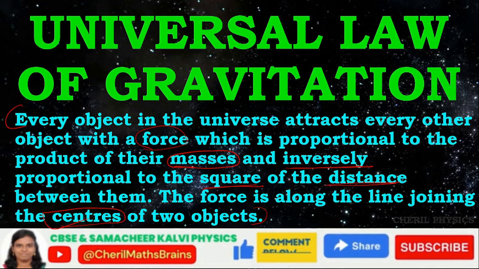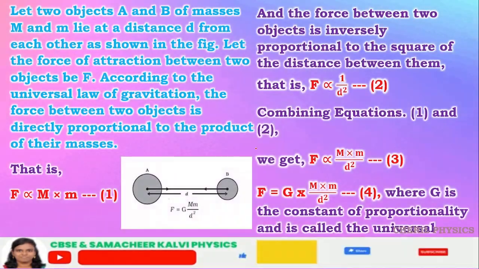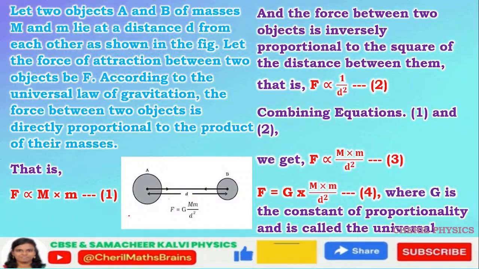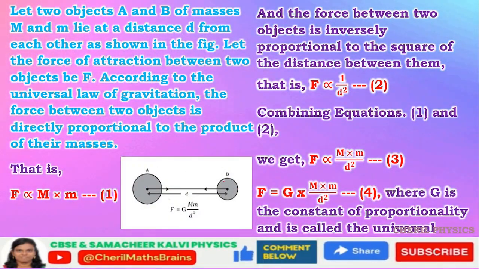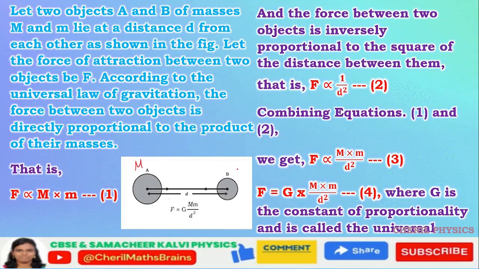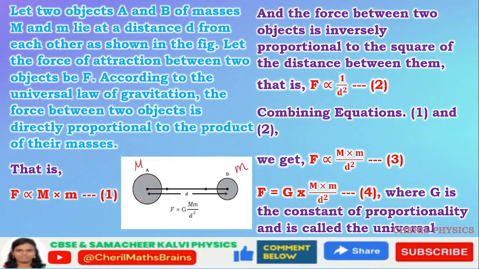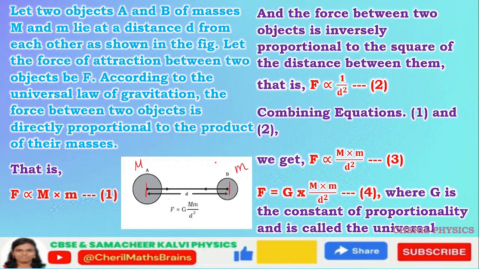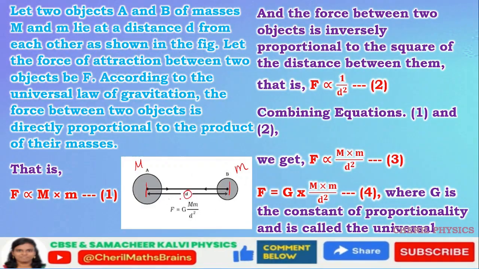That means every object has a force with which it is attracted, and it is directly proportional to the product of their masses and inversely proportional to the square of the distance between them. Now we'll get into the proof of this universal law of gravitation, children. In order to prove this, we are considering two objects A and B. You can look into this picture. A has the mass of capital M, B has a mass small m, and the distance between the centers of their masses is small d.